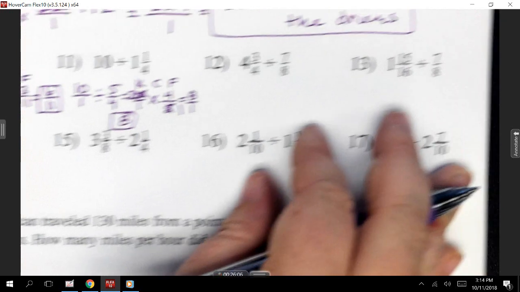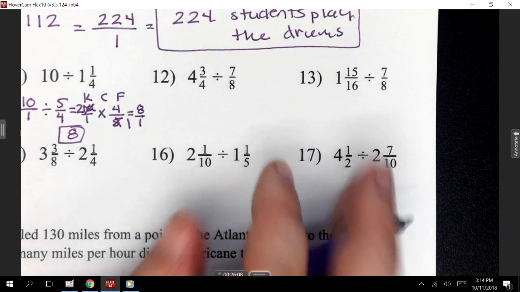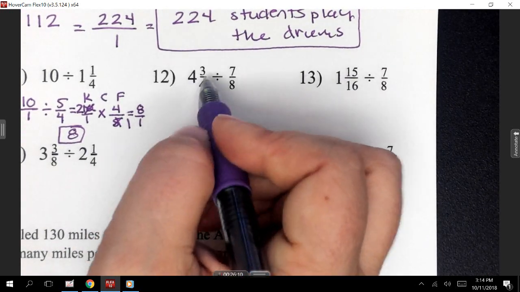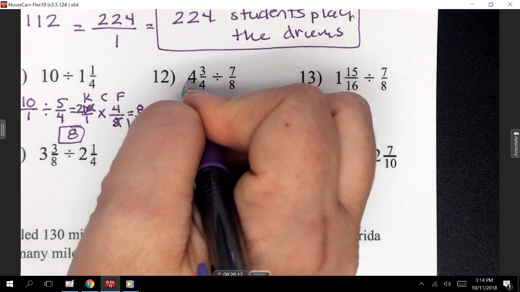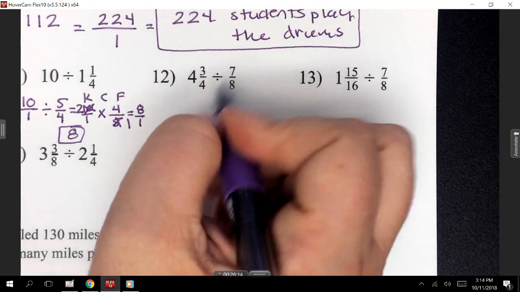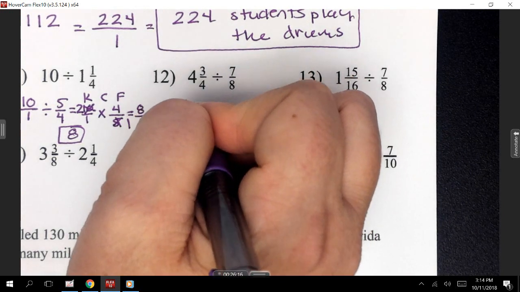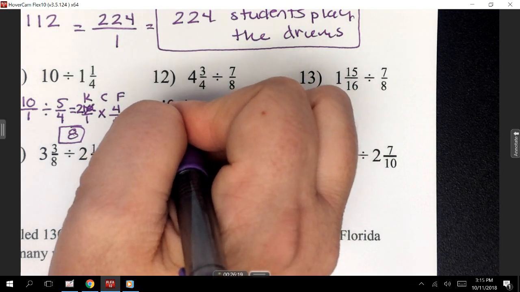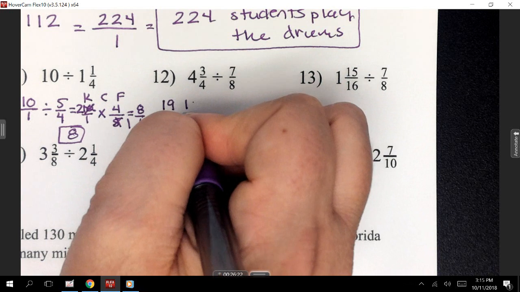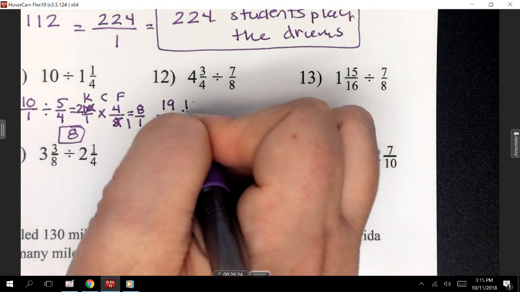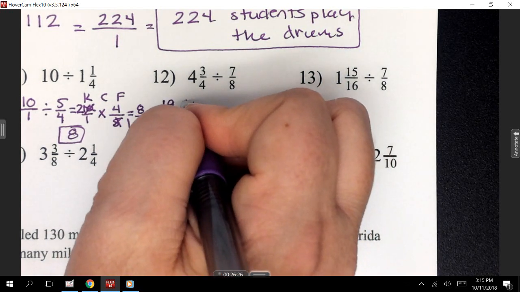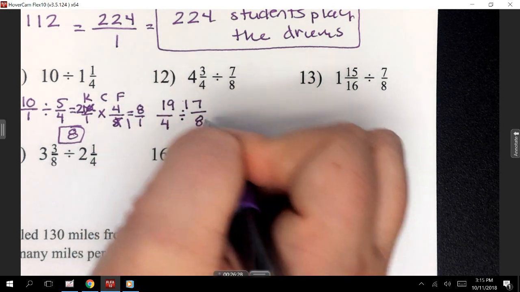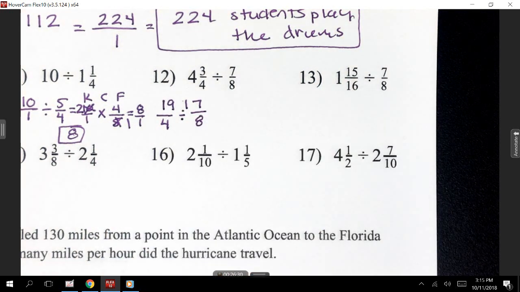All right, number 12. Number 12, I have a mixed number here, so we're going to change that to improper. 4 times 4 is 16, plus 3 gives me 19. Should probably move that over here a little bit. So I get 19 over 4 divided by 7 over 8. I'm going to get a little bit of white out to get rid of that stray mark that I have.